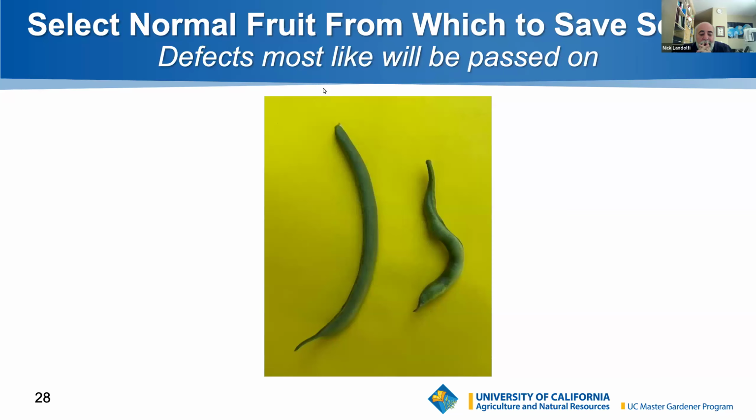I think this is obvious, but I will mention it. You want to select a suitably normal fruit or vegetable for seed saving. Physical defects may be passed on.